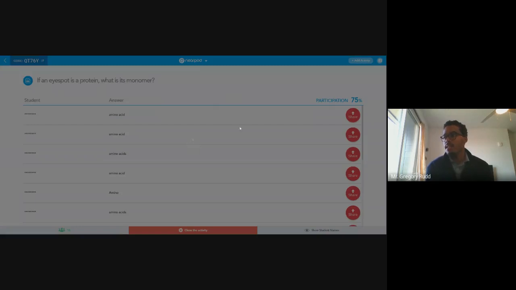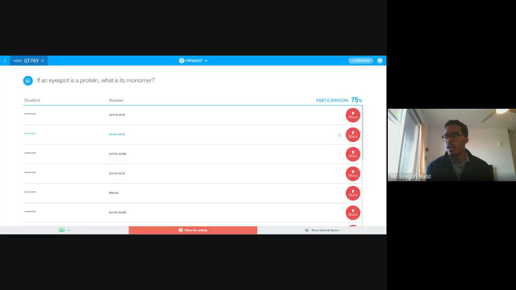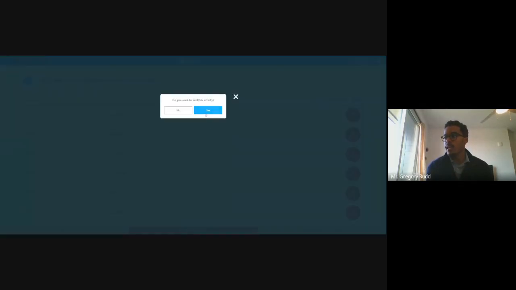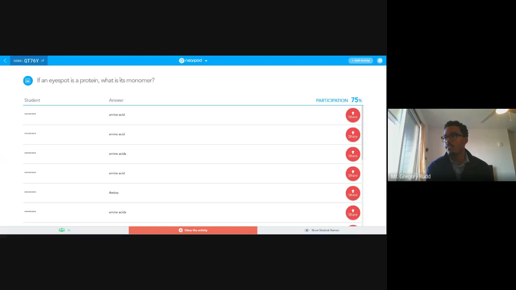All right, we'll go back to the slides now. Eye spots are pretty cool because they allow for a process called phototaxis. Not sure why that happened. Give me 1 second. Now it doesn't want to close the activity.